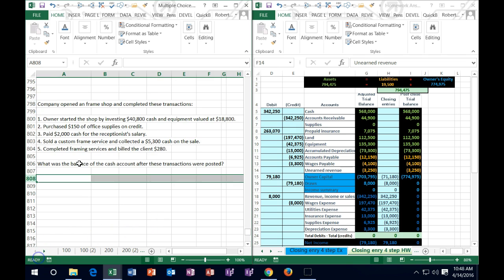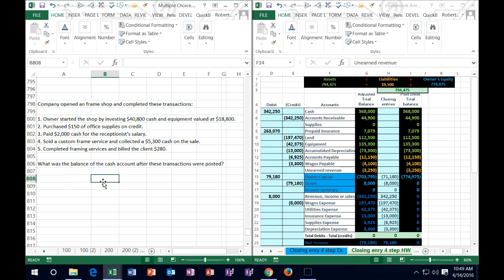And therefore, we come out to the 1595. Next one says a company opened a frame shop and completed these transactions. I'm going to skip through this. I'm going to go to the end of it now and say, what are we looking for? What do we want to find out? We want to find out what was the balance in the cash account after these transactions were posted. That's what we're looking for. All right, so let's go through that.